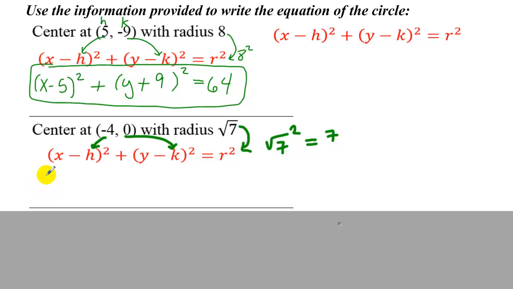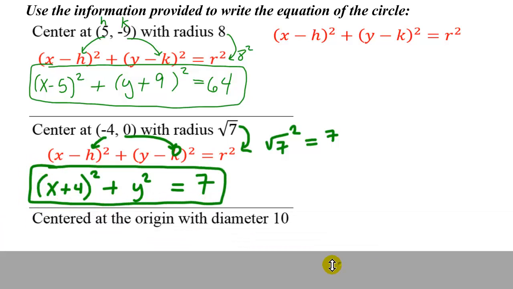So our final answer here is going to be x minus the negative 4. Make that x plus 4 squared. Plus y minus k. Now, if k is 0, then it doesn't make a lot of sense to write y minus 0. Y minus 0 is just y. So in this case, we drop it out and we would just say y squared. And that's equal to our radius squared. Remember that dropped our square root, so that's going to equal 7. There's our answer for the second example.